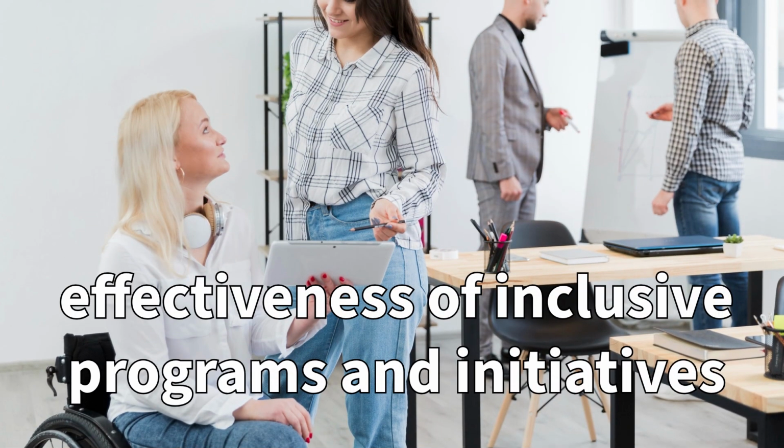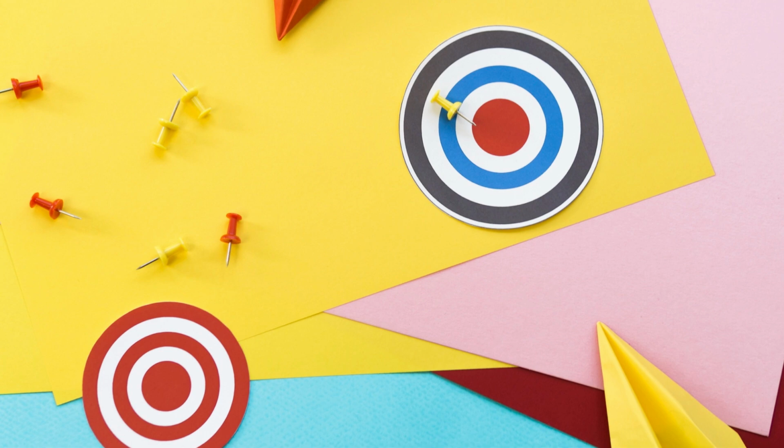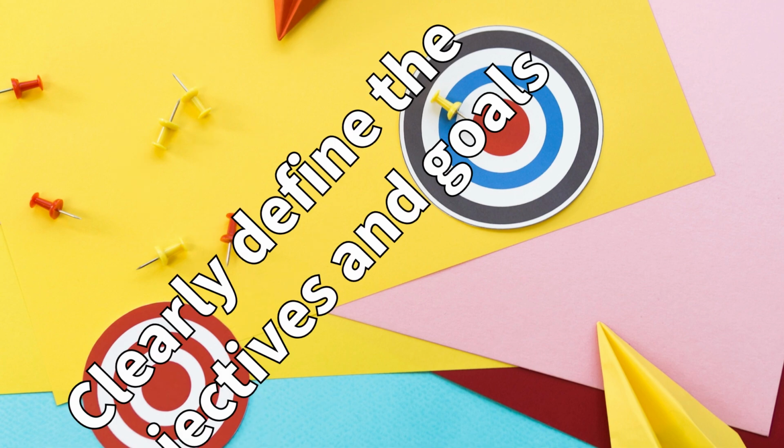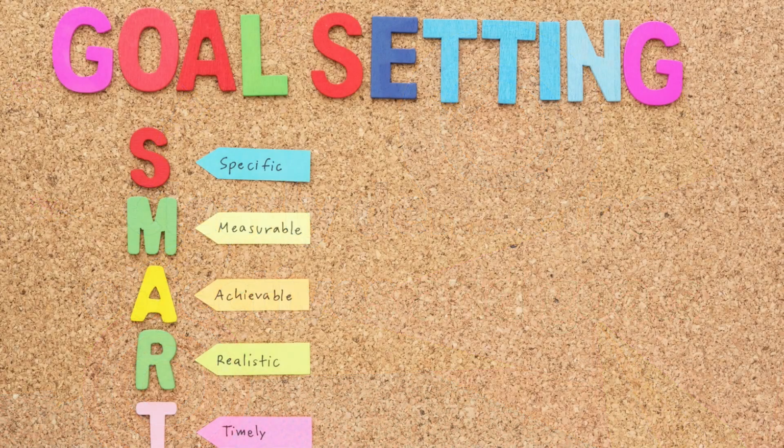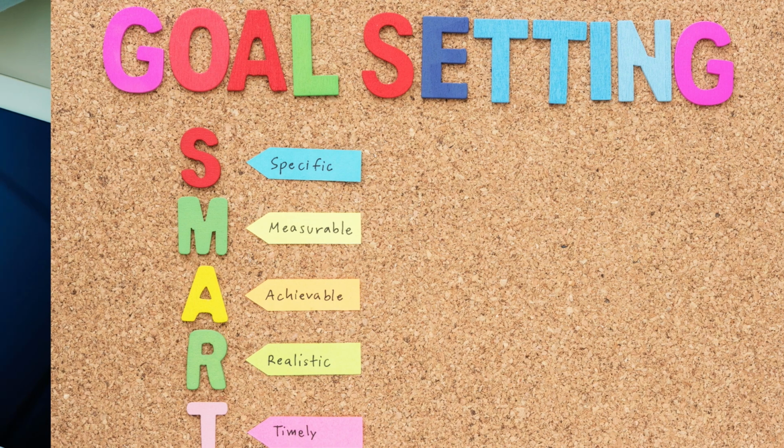Evaluating and assessing the effectiveness of inclusive programs and initiatives is crucial to ensure that they are achieving their intended goals and making a positive impact on the organization. You can use these methods to evaluate the effectiveness of your inclusive programs. Clearly define the objectives and goals of each inclusive program or initiative. These objectives should be specific, measurable, achievable, relevant, and time-bound.